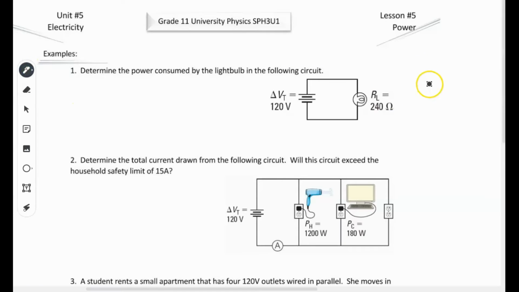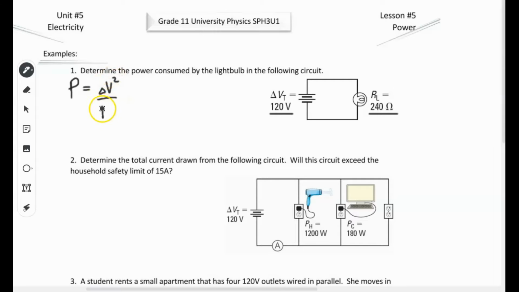So we're going to try our first example problem. This says determine the power consumed by this light bulb in the circuit. So this is a very simple circuit. We have a voltage at our power source of 120 volts, and we have one light bulb with a resistance of 240 ohms. So we don't know current. That means if we want to figure out power, we want to use the equation that has voltage and resistance, right?